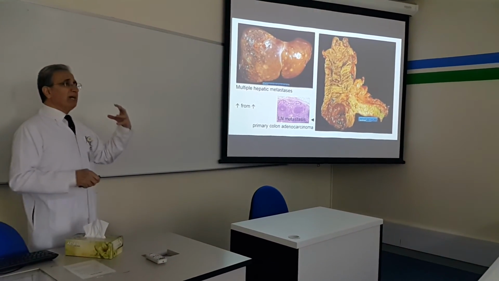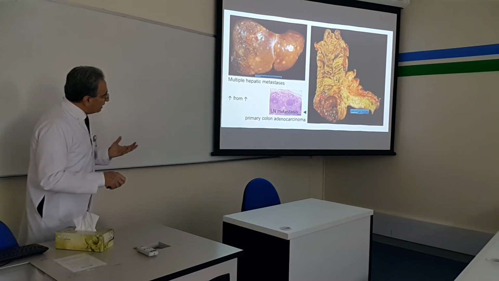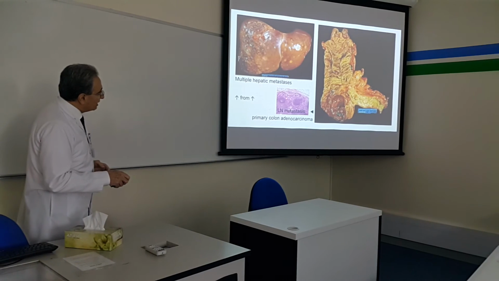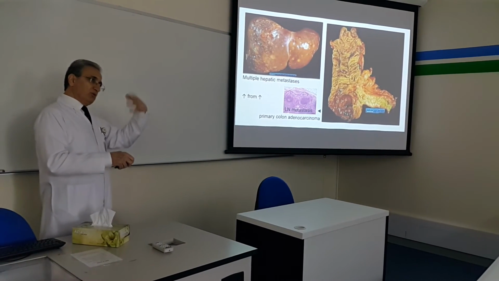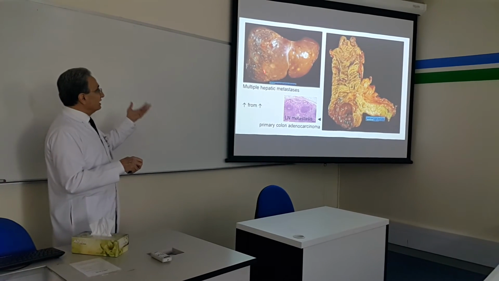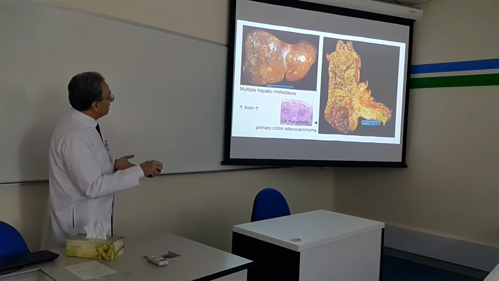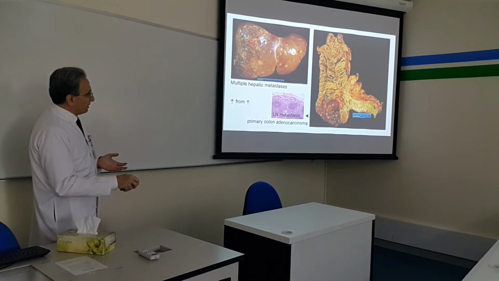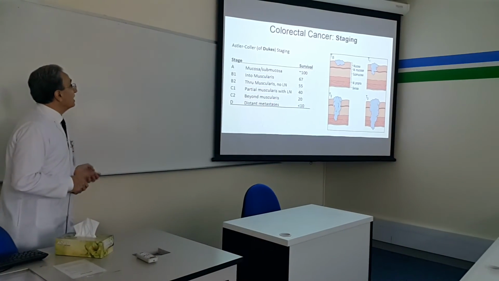What we mean by staging cancer. It's not only looking at the cancer and how far it's gone in the wall, but whether it has gone to lymph nodes, regional lymph nodes or other lymph nodes, or whether it has metastasized to other organs like the liver here. It has gone here to the liver. You can see multiple nodules here indicating that there are metastases, and the primary is here in the cecum.